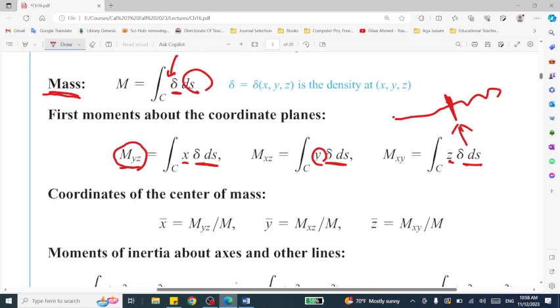Center of mass is moments over mass. How about x? How about y? Again another moment over mass, another moment over mass. It is just a division, that one.